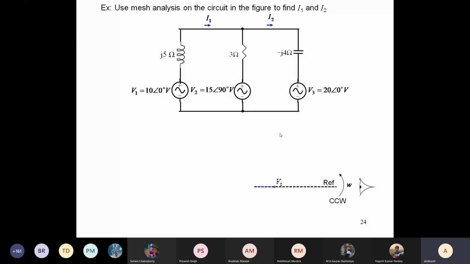If your V1 is here, V3 will be exactly double the magnitude, but aligned along V1. But your V2 is 90 degrees ahead of both V1 and V3. So V2 will be somewhere here, 1.5 times V1 in magnitude, but 90 degrees ahead. Similarly, V3 will be aligned along the reference, along with V1, but with double the magnitude of V1.